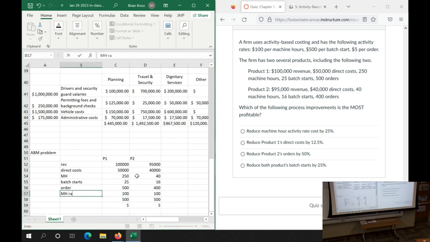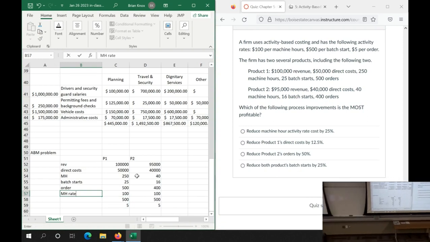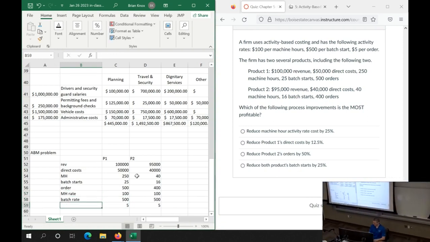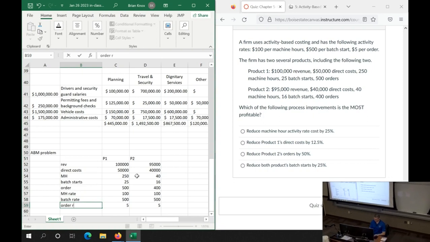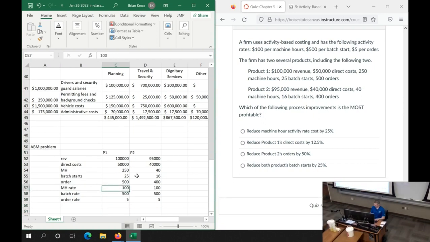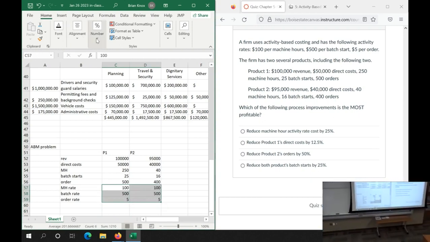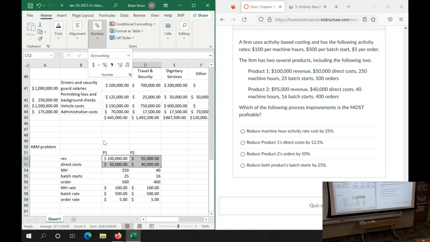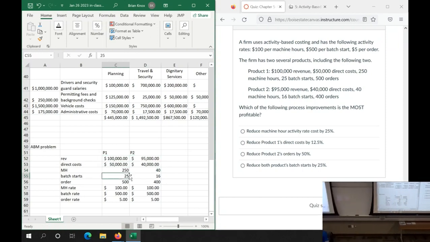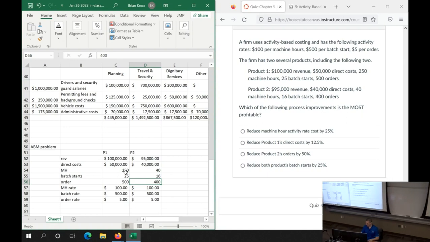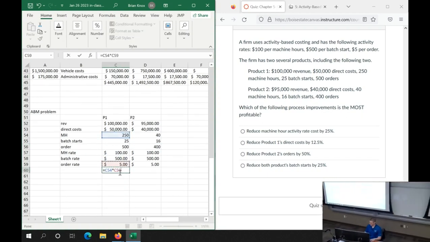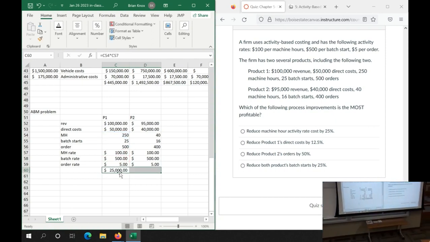So this is our MH rate, our activity rate associated with machine hours. This is our batch start rate, the rate associated with batch starts, and this is our order rate. So let me distinguish these with some formatting here. These are all dollar amounts, and these are consumption of drivers, so they don't get a dollar sign. And we're going to multiply those consumption of drivers by the respective rates. I don't have to make anything absolute here because of the way I set it up.